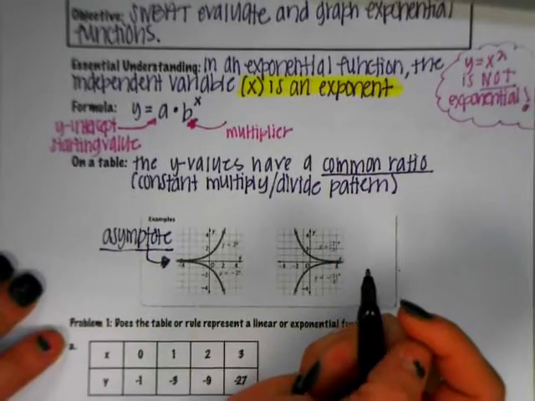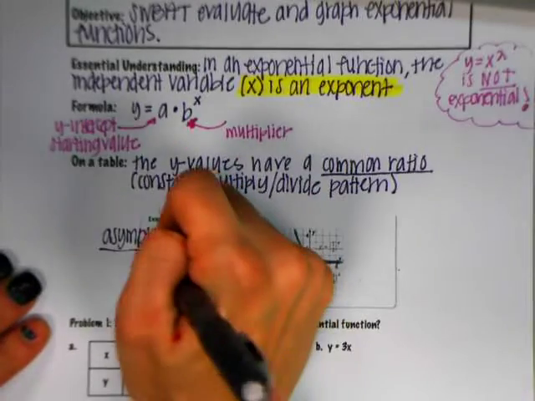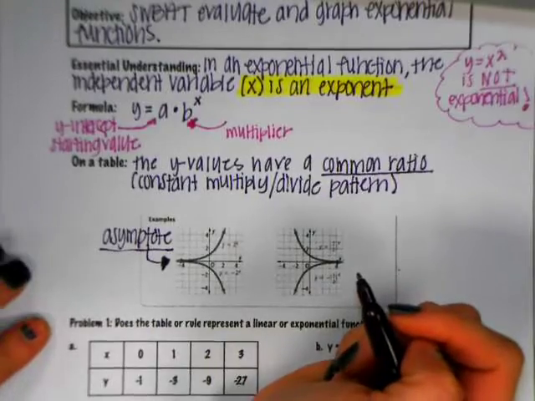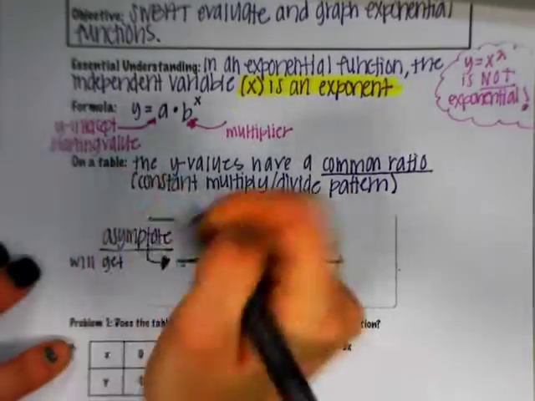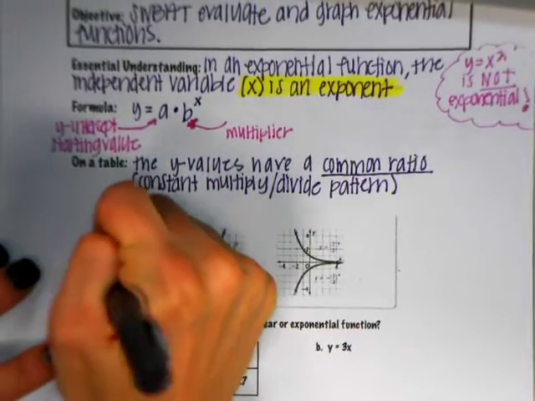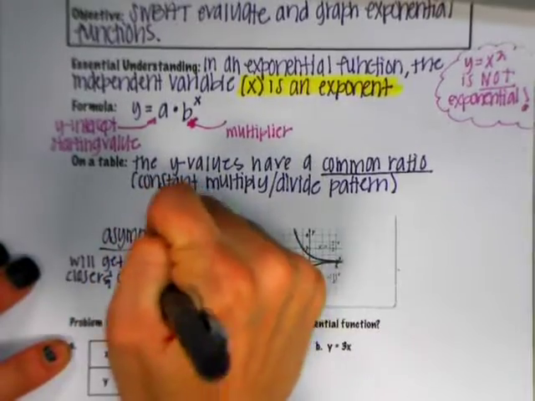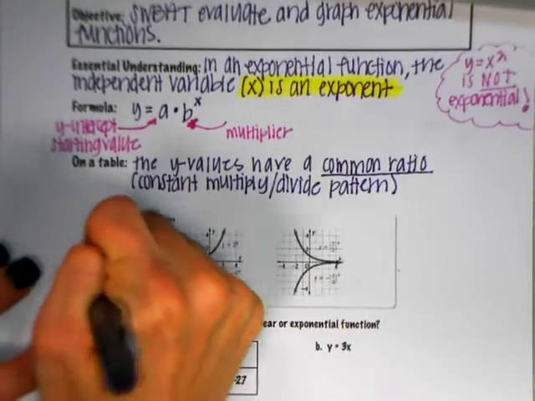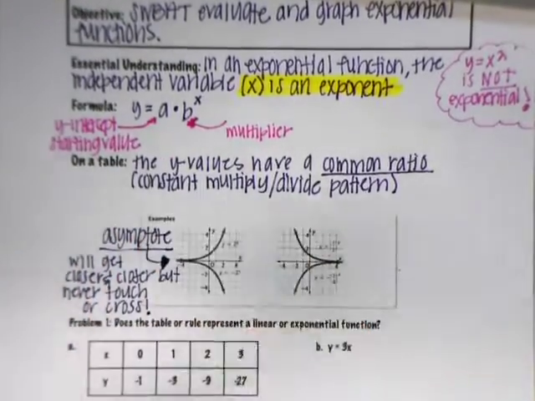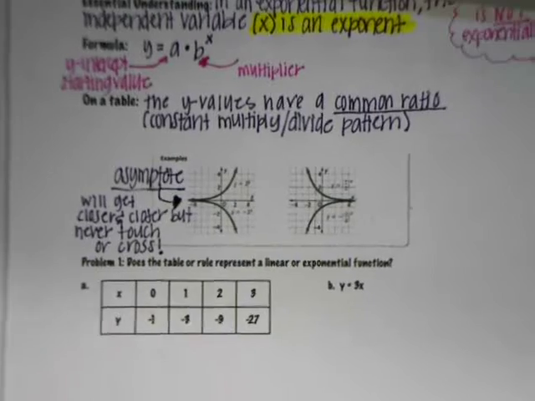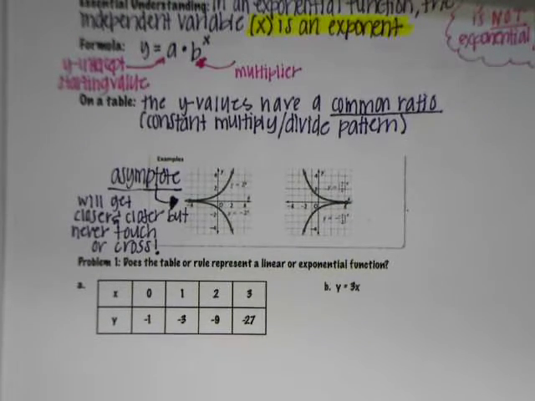So let me see how we want to write this. All right, so it's going to get closer and closer every time, but it's going to never touch or cross that invisible line right there, okay? So on a test, you want to make sure that your line is not touching or crossing that line. That's part of you knowing about the graphs.